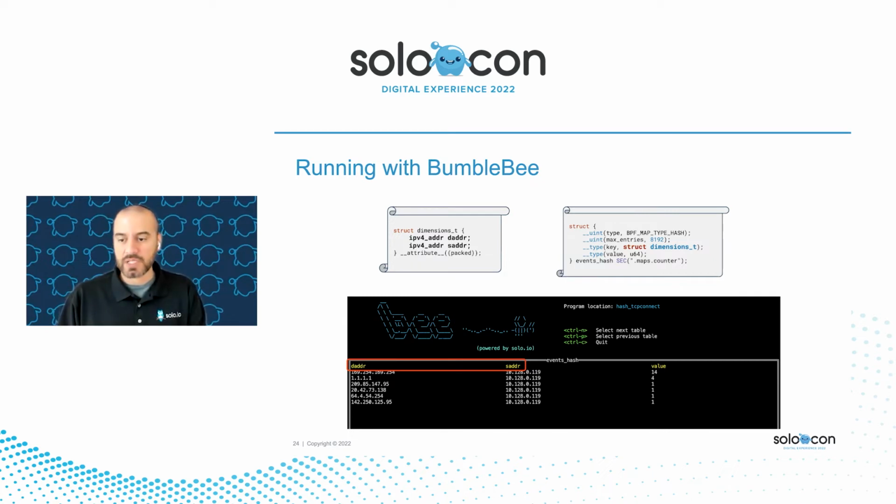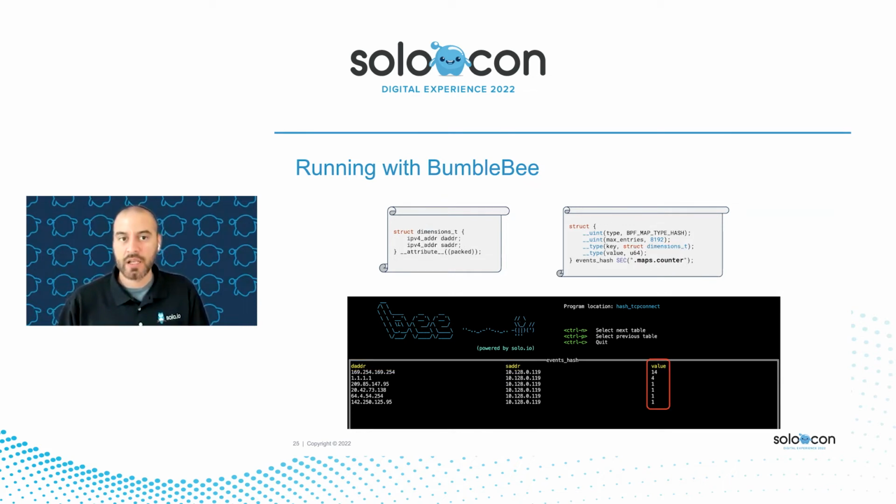So on the BumbleBee side, when we actually run it, we can then interpret this data that's being passed in the map in the key as an IPv4 address. And so we'll go ahead and dynamically render out this table here with the data in the correct format. So we have IPv4 addresses for the destination and source address.